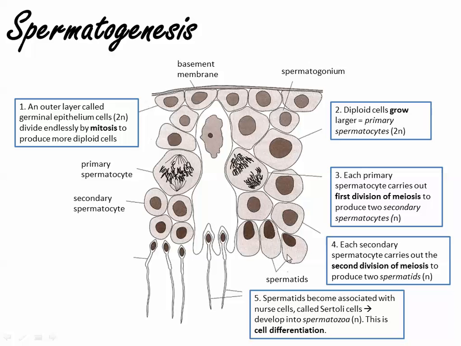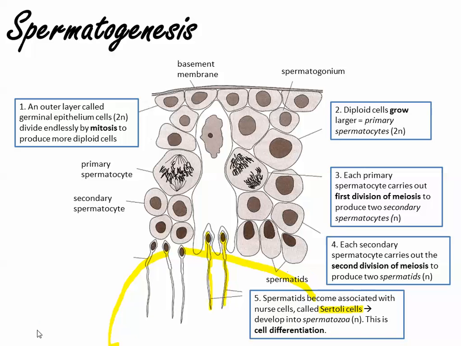These spermatids now need to mature, and they go join this alien-looking cell called a Sertoli cell, and they will develop into spermatozoa. So this helps them to mature, and this is where the cell differentiation really happens, and you actually get those mature cells that are ready to actually swim out and detach and go through this little liquid area down here.